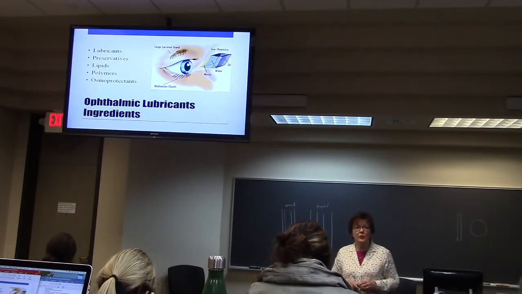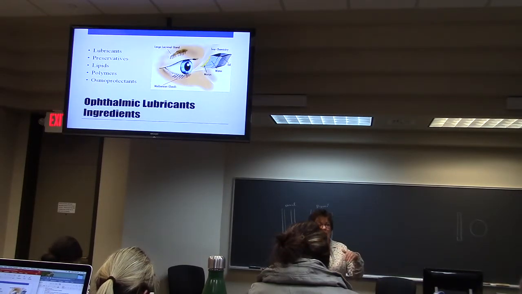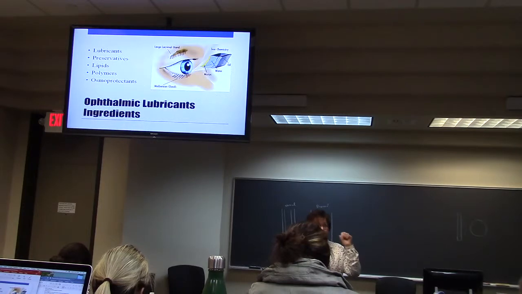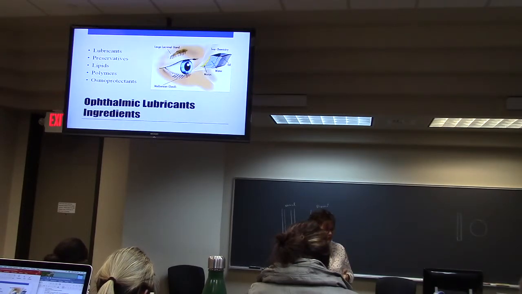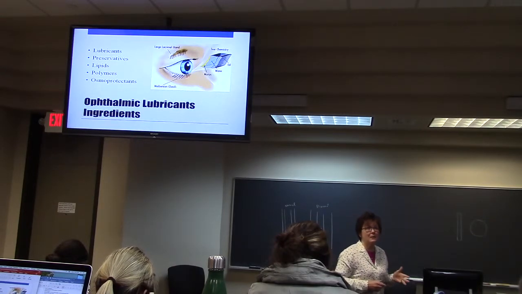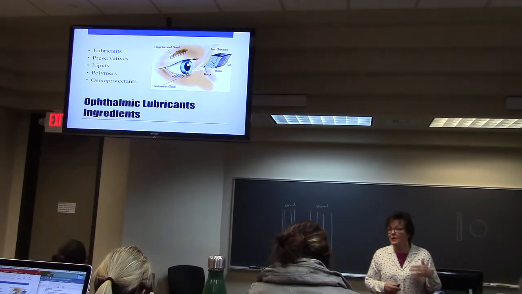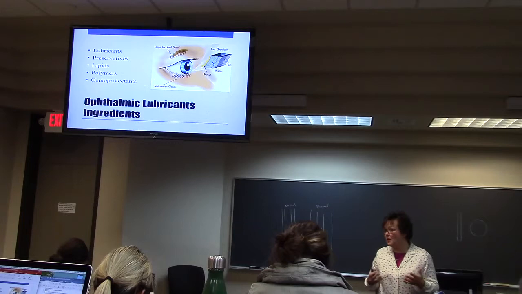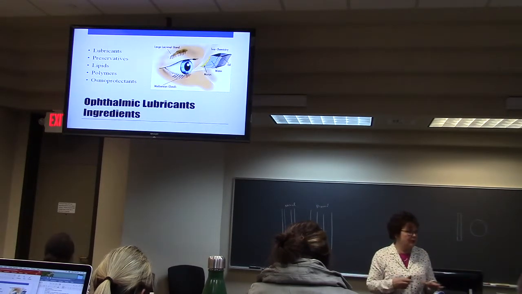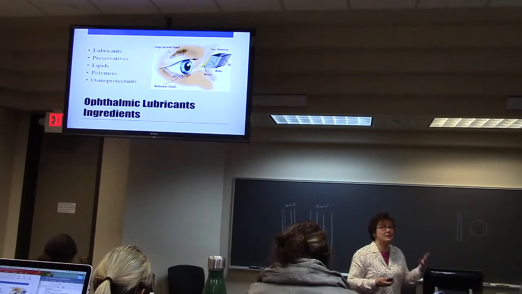So the ingredients in the ophthalmic lubricants are the lubricant itself, preservatives, which can get us into trouble, so we'll talk about those, lipids, polymers, and the osmoprotectants. There are also other things that are added to keep it isotonic so that it doesn't burn the eye when it's put in. That's for comfort.